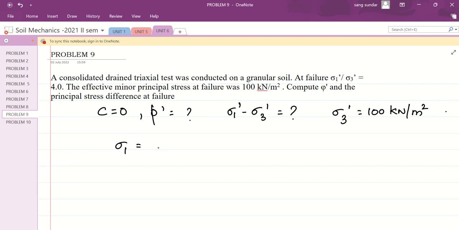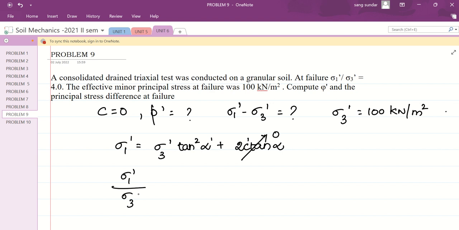Our equation is sigma 1 dash is equal to sigma 3 dash tan square alpha plus 2c tan alpha. Everything has to be in effective stress condition. Since C is 0, this term will not be there, and only these two terms we have to consider. Sigma 1 dash I don't know, so sigma 1 dash by sigma 3 dash is equal to tan square alpha.